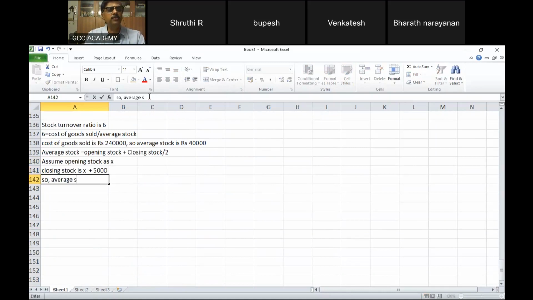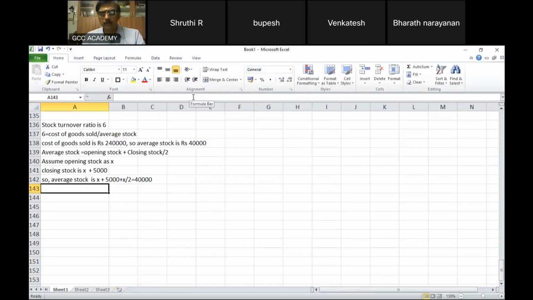Average stock is equal to opening stock X plus closing stock X plus 5,000, the whole divided by 2. So X plus 5,000 plus X, by 2, is equal to the average stock, 40,000.